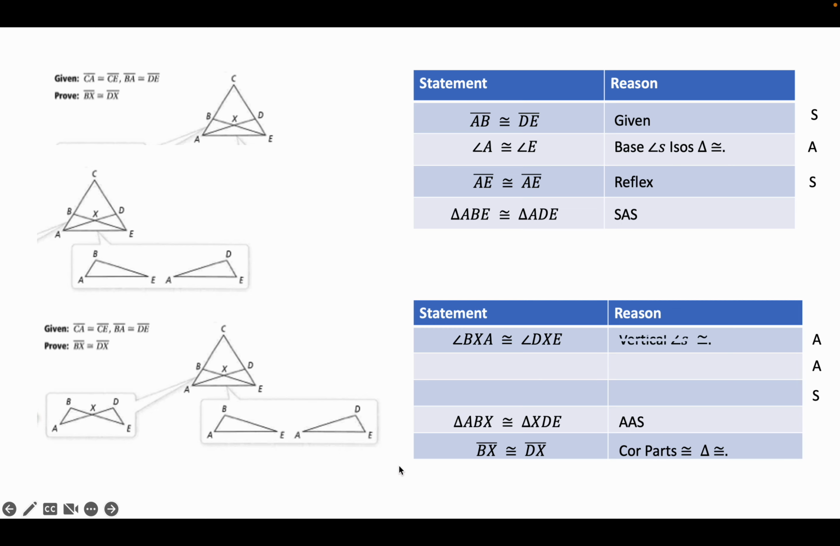How do I know that? I know that because vertical angles are congruent. I also know that angle B is congruent to angle D. How do I know that? Because corresponding parts of congruent triangles, this is the current congruent triangles, are congruent. I also know that AB is congruent to side DE. How do I know that? It is given. Boom! You did it.